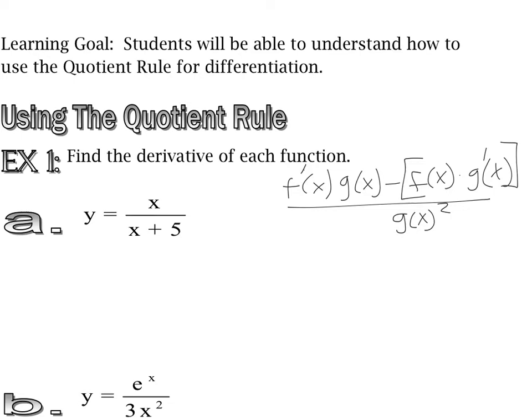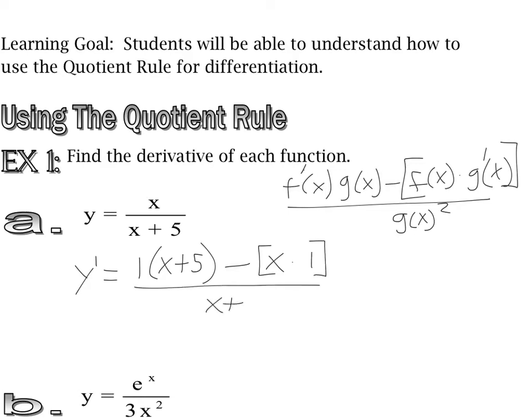So pretty simple here. The f is going to be the top, so that means that y prime is going to be, well, the derivative of x is just 1. So that times the denominator minus the numerator, which is x, times the derivative of the top. Derivative of x plus 5 is also just 1. And that whole thing over x plus 5 squared.